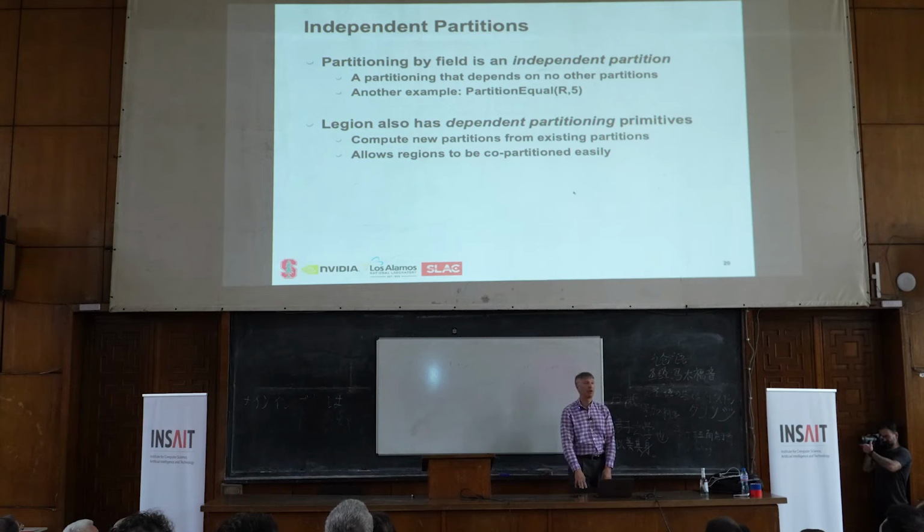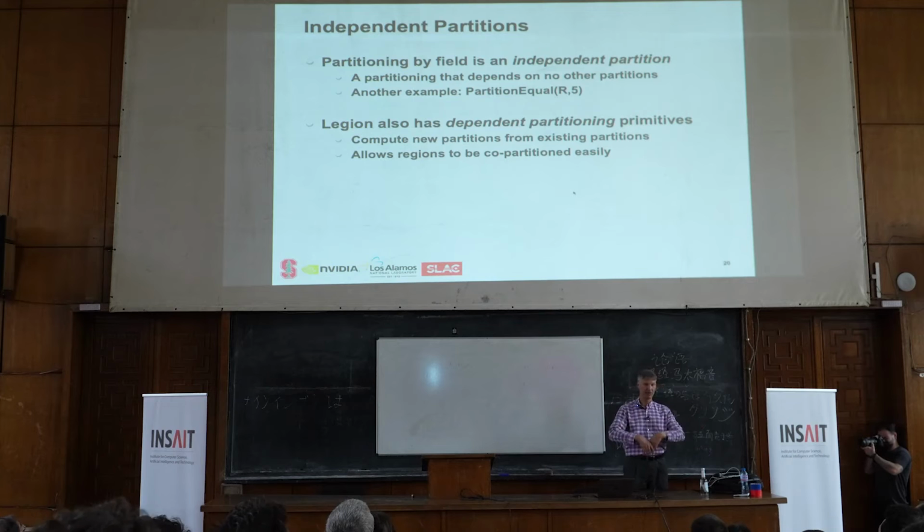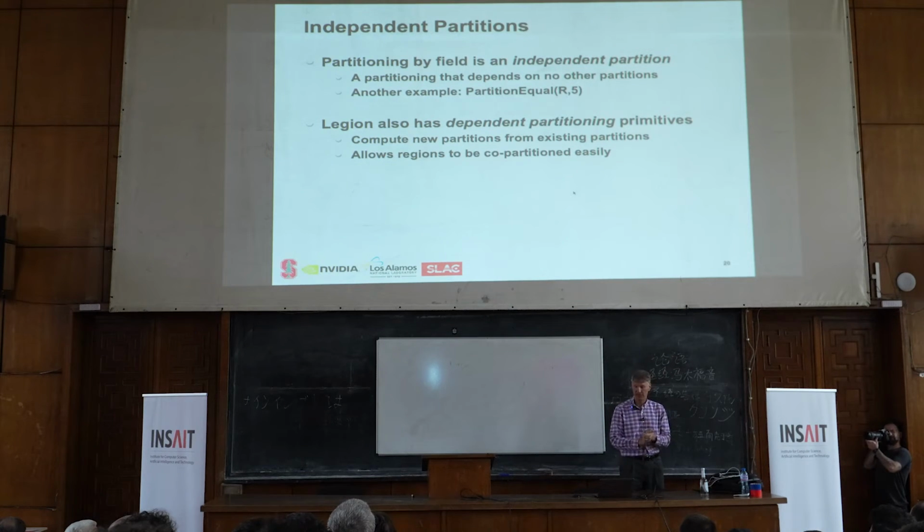All right, so these are what we call independent partitions. These are partitions that just kind of come out of nowhere. I mean, the program has to say what the partition is explicitly, and then the system will do that. These are independent partitions that don't depend on other partitions. So like partitioning, there's another operation called partition into equal pieces. So you say, I wanted to split this collection into 5 equal pieces. That's another thing you can do. You don't care what those are. Just give me any roughly balanced 5 subsets of this tensor.